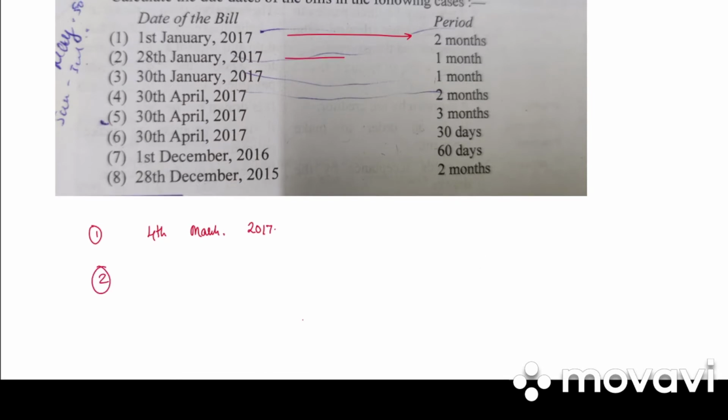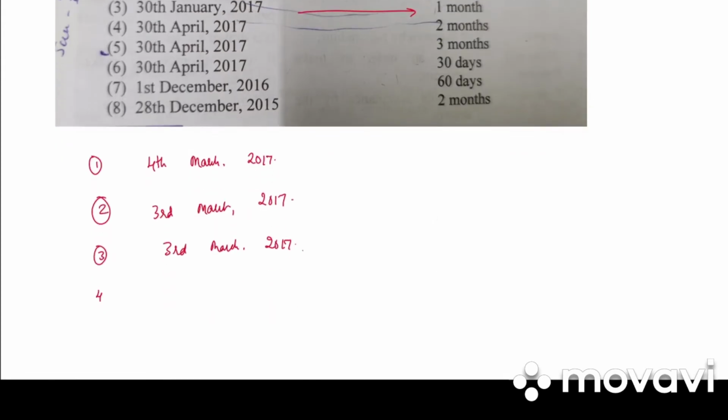Next we have second one, 28th January for 1 month. So 28th Jan to 28th Feb plus 3 days. That is 3rd March 2017. Next we have 30th January for 1 month. Again it is 3rd March for 2017. Next fourth we have 30th April for 2 months. So 30th April to 30th May to 30th June plus 3 days grace. So it is 3rd July 2017.